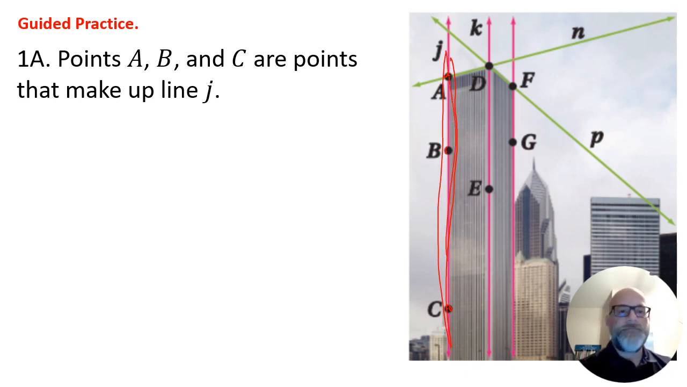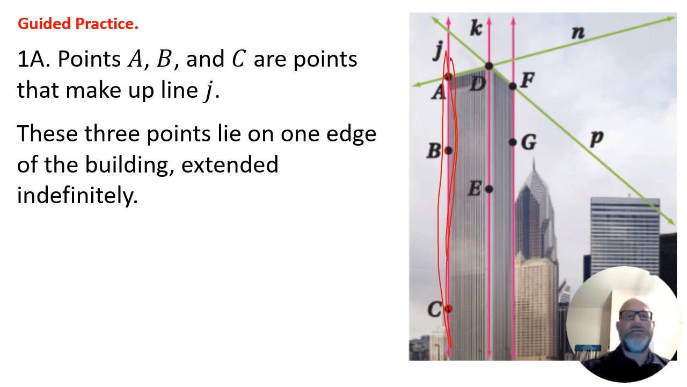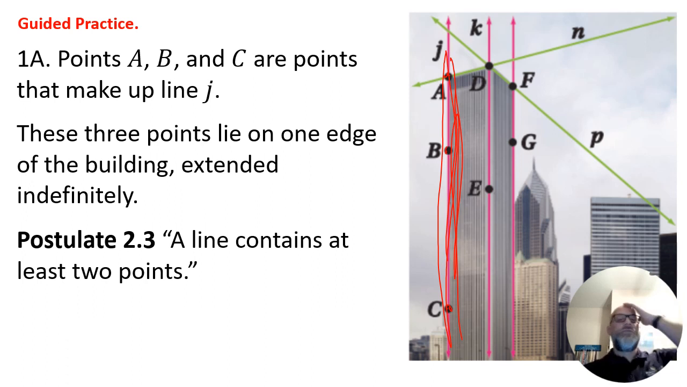Line J, that is. How would you describe that to an average person on the street? You would say, these 3 points lie on one edge of the building, extended indefinitely, making it a line as opposed to a segment. All right, which postulate are you going to reference? Postulate 2.3, a line contains at least 2 points. In this case, containing 3 that are noted and an infinite number more.